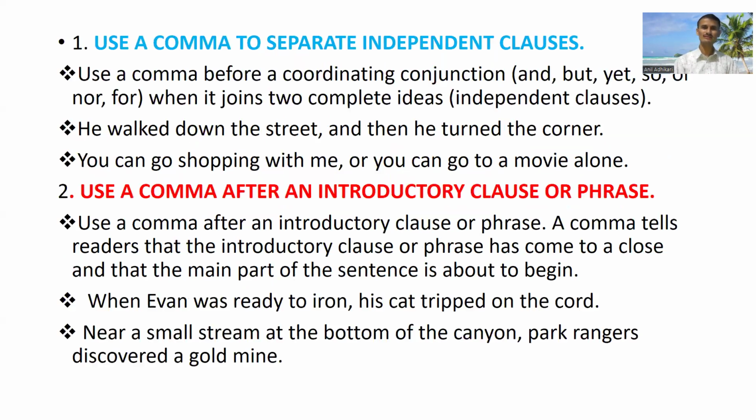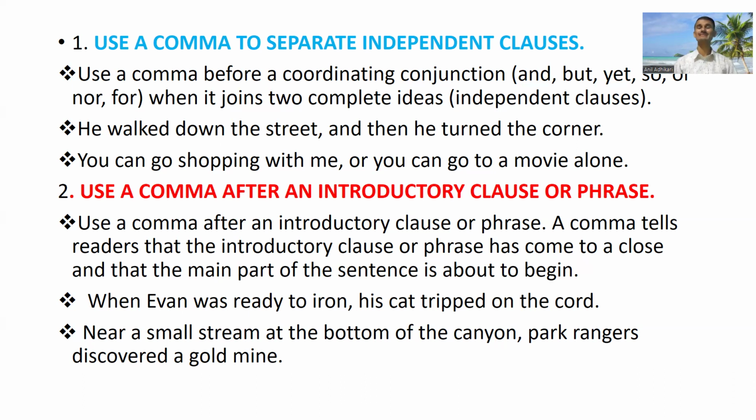Okay. Now let's do some rules that are given here. Use a comma to separate independent clauses. Independent clauses: the clause that can give meaning if it stands single is called an independent clause. Okay. Use a comma before a coordinating conjunction. You can see and, but, or, so, nor, for. These are coordinating conjunctions. When one joins two complete ideas, independent clauses, we use a comma before it.